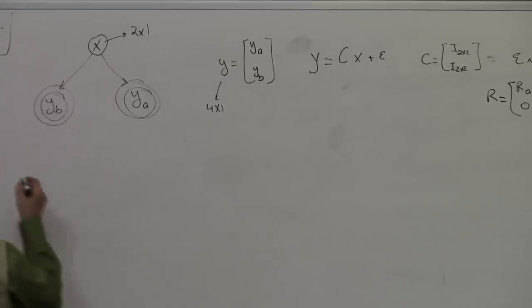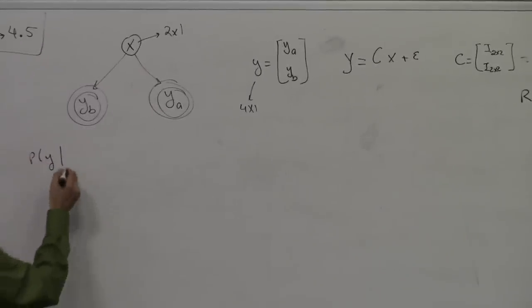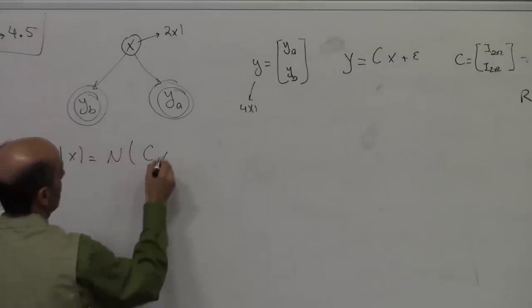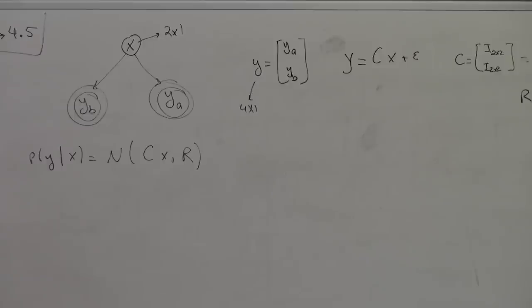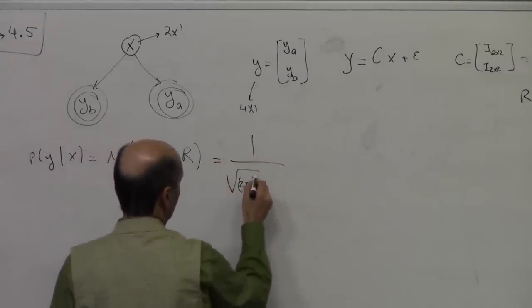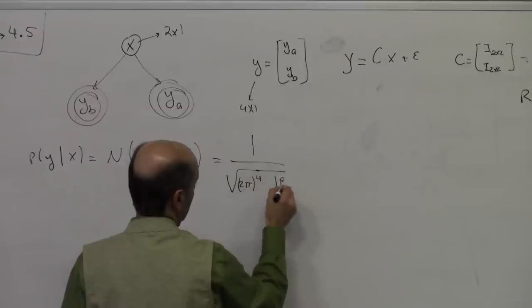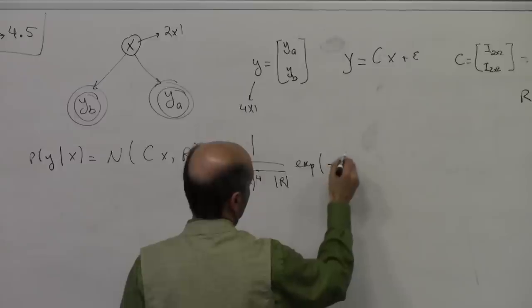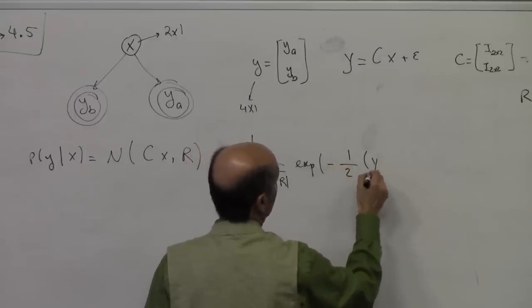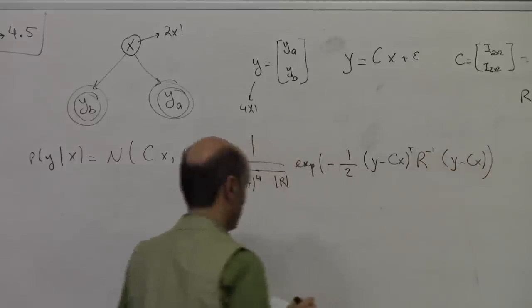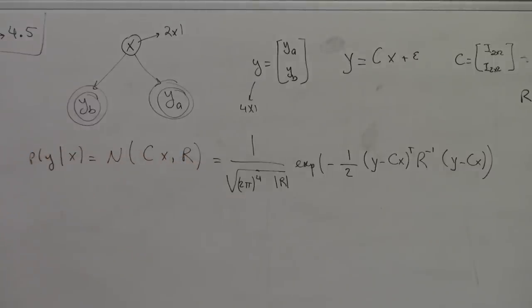So let's write our likelihood. What's the probability of YA and YB given X? Well, that's going to be a normal distribution with mean C times X and variance R. What that looks like is 1 over the square root of 2 pi raised to the power of 4 times the determinant of R, times an exponential of minus 1/2 (y minus Cx) transpose R minus 1 (y minus Cx). Okay, so that's my conditional probability. That tells me the relationship that I'm looking for. This is the likelihood.